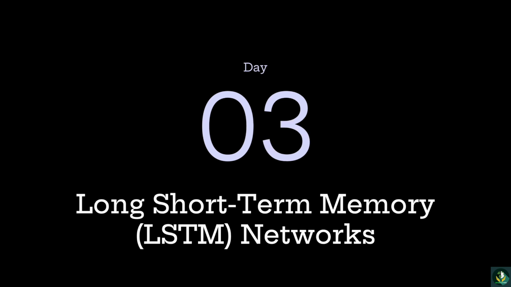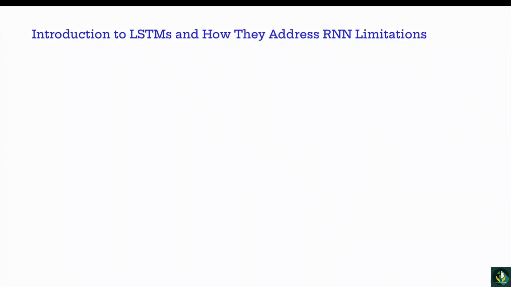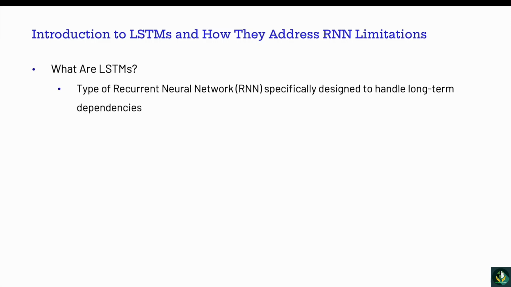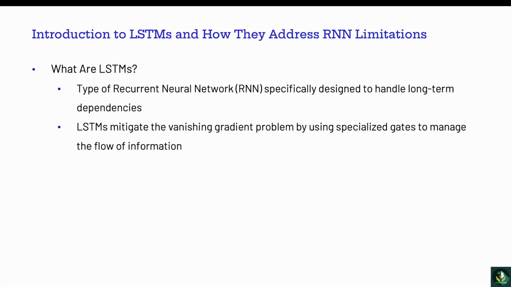Day 3. Long Short-Term Memory, or LSTM networks. Today, let's start with an introduction to LSTMs and how they address RNN limitations. Now first, what are LSTMs? Long Short-Term Memory (LSTM) networks are a type of recurrent neural network (RNN) specifically designed to handle long-term dependencies. LSTMs mitigate the vanishing gradient problem by using specialized gates to manage the flow of information.